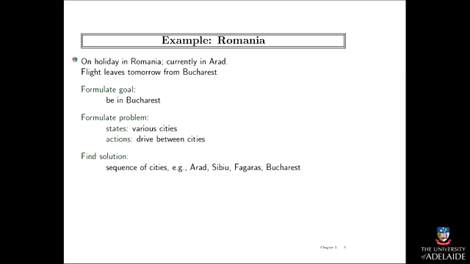So here's an example of setting up our problem-solving agent, and this is an example that's again taken from Stuart Russell's book, and it's deliberately chosen. Are there any Romanians in the lecture theatre? Okay, that's good. If you are on holiday in Romania and you're currently in Arad, how many of you would know how to get to Bucharest? Okay, that's good, because you can think of yourselves as being the agent in the absence of any other knowledge.